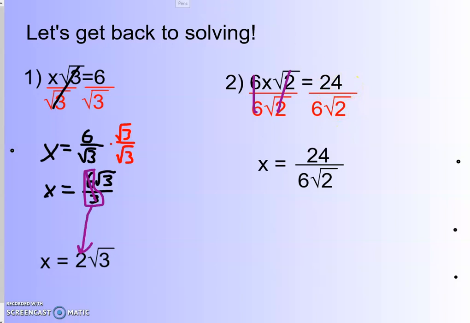Now, let's take a look at what we've got going on here. There are a couple things going on here. We have a radical in the denominator, but we also have 24 and 6, both outside of prison. What number goes into both 24 and 6? 6 does. 6 goes into 24 4 times, and 6 goes into 6 once. And that gives me this: 4 over radical 2.